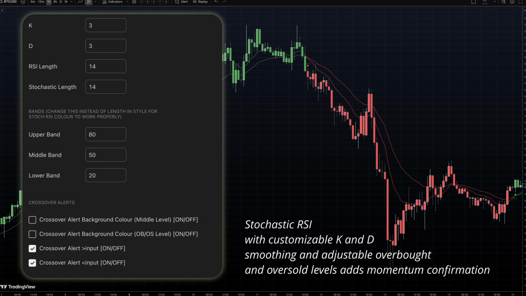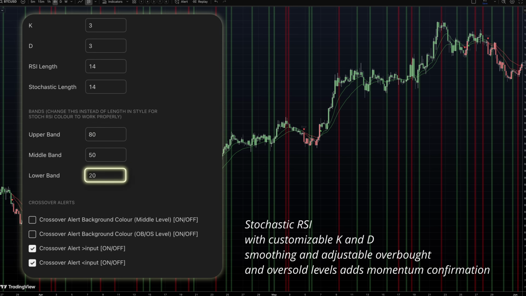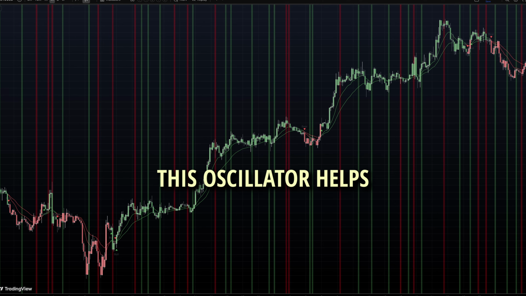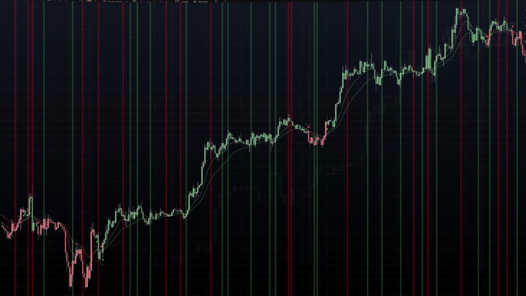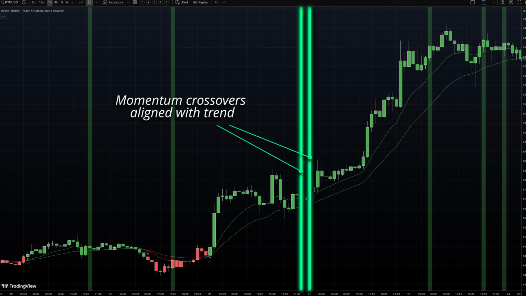The stochastic RSI component adds momentum confirmation with customizable K and D smoothing and adjustable overbought/oversold levels. This oscillator helps filter EMA signals by confirming momentum alignment with trend direction. The stochastic RSI crossovers provide additional entry opportunities when momentum aligns with the prevailing trend direction established by the EMAs.